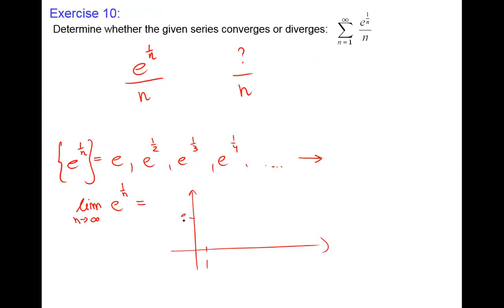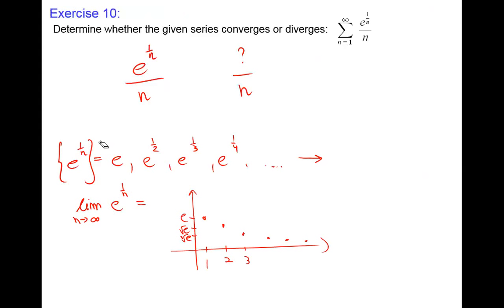For 1, we have e. For 2, we have square root of e, right? For 3, we have cube root of e, because it's cube. That means the terms are getting smaller and smaller and smaller. And what do you think? What will be the limit, the behavior at infinity? What is e to the power of 1 over n? What is this limit?